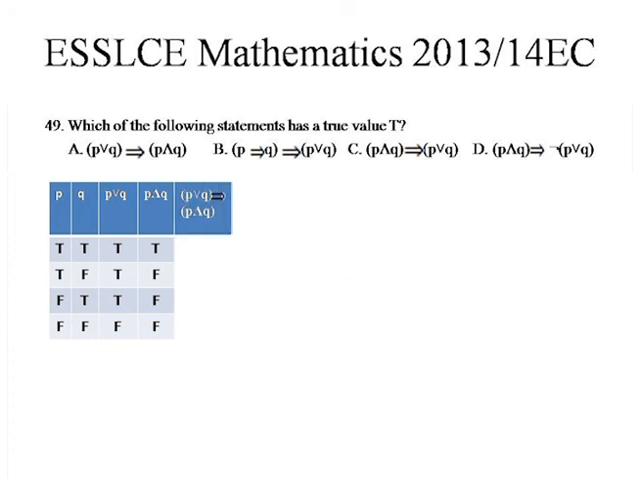P and Q, meaning the third column implies the fourth column. Implication is false only when the first value is true and the second value is false. Thus, true implies true is true, true implies false is false, true implies false is again false, false implies false is true. So choice A does not have the truth value of T because we have false at the second and the third rows.